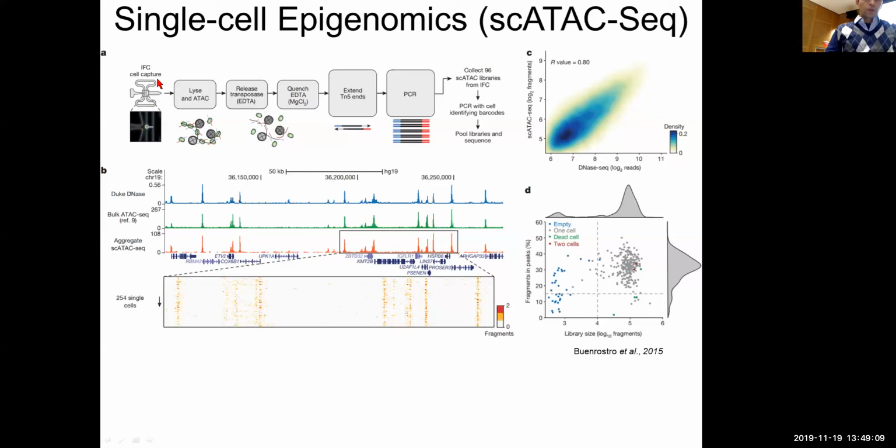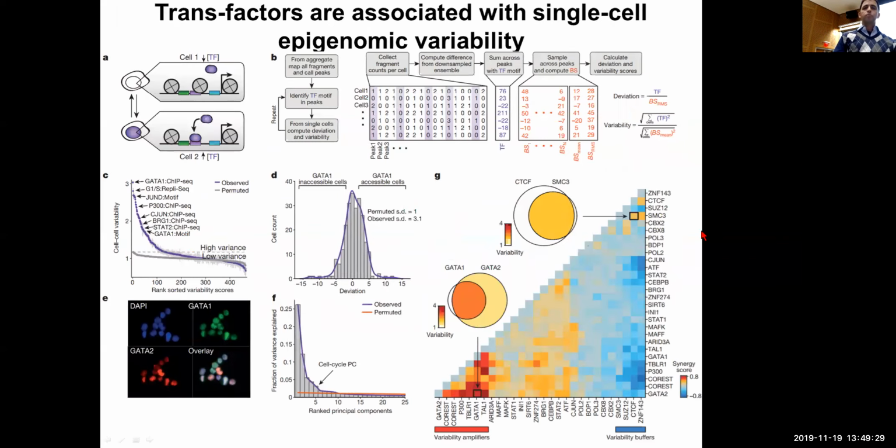So how does that work? You do the microfluidic capture, you lyse the cells, you add these transposes, and then you release it, and then you extend it and PCR amplify, and you have the individual barcode, and then you label things based on the barcode. It's the same thing as ATAC, only at the single cell level. Okay? So you can basically now play this game.